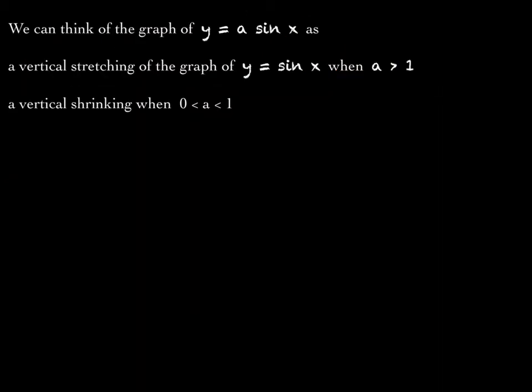So in conclusion, we can think of the graph of y equals a times sine of x as a vertical stretching of the most basic, or sometimes I call it parent function, y equals sine of x, whenever a is greater than 1. Like in this case that we just came from, this a value was 2. And so the graph of sine of x got stretched by a factor of 2. If that value a here in the front is a fraction between 0 and 1, then it's not going to be a vertical stretching, it'll be a vertical shrinking.